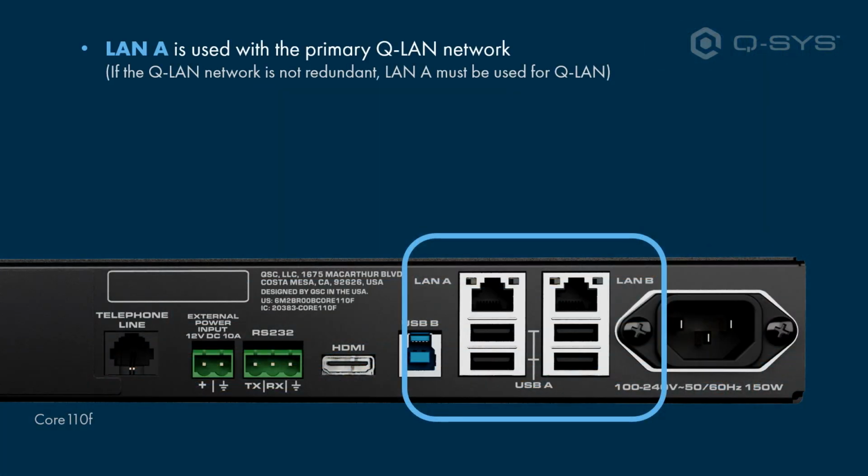First and foremost, very, very important, LAN A and LAN B will be available on almost every single Q-SYS device, and LAN A is the primary network. That is where your Q-SYS traffic goes. Just because there's two of them doesn't mean they're completely interchangeable. You do always want to use LAN A first and LAN B is second.